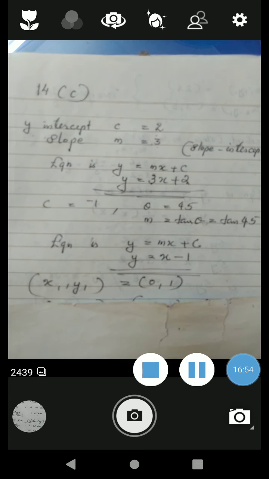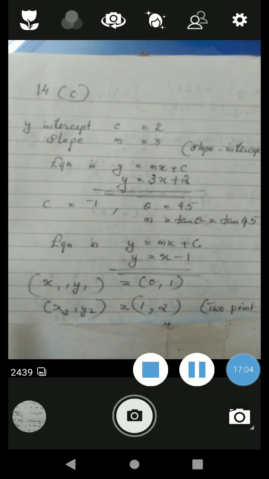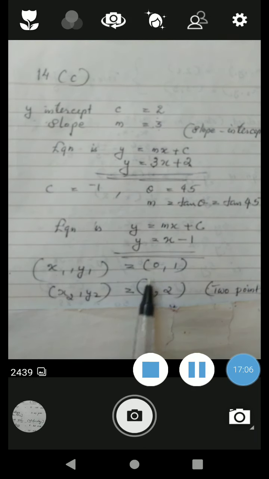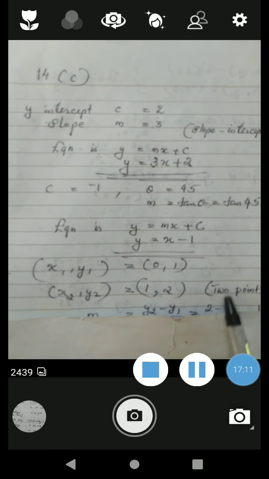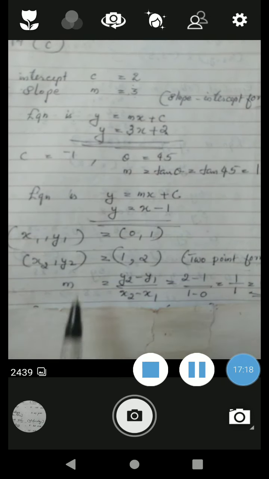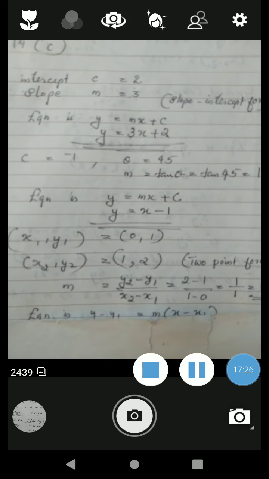Okay, now question number 3 and 4 homework, and question number 5. Find the equation of a line passing through 2 points 0, 1 and 1, 2. Therefore, let x1 y1 is equal to 0, 1 and x2 y2 is 1, 2. This is the 2-point form. First you can find slope, y2 minus y1 by x2 minus x1. That is slope.